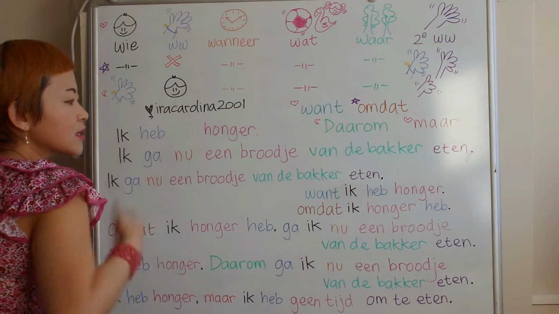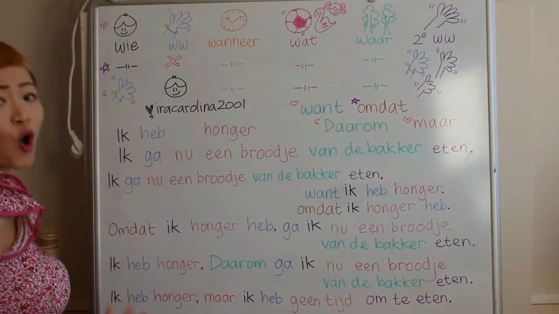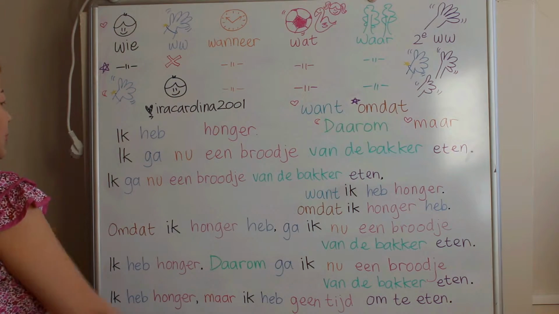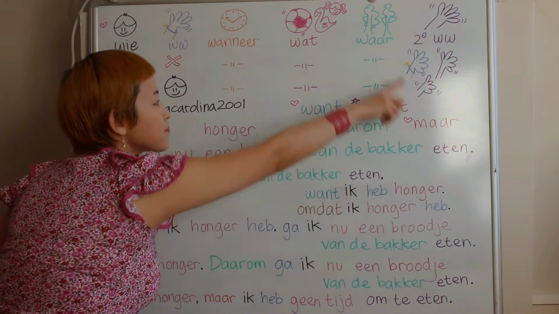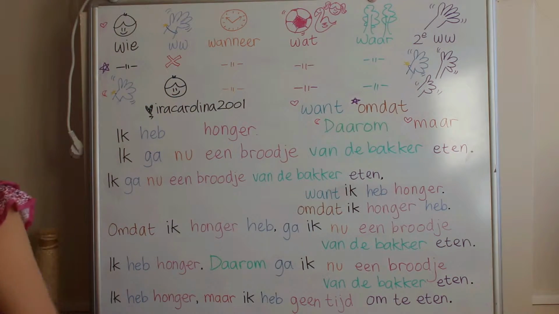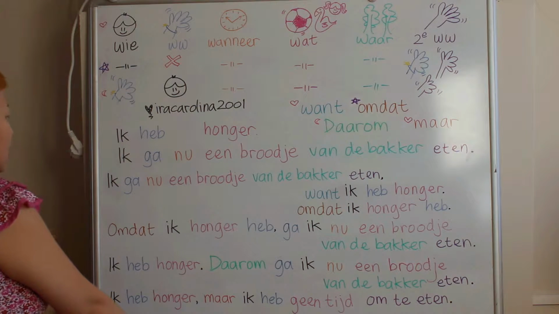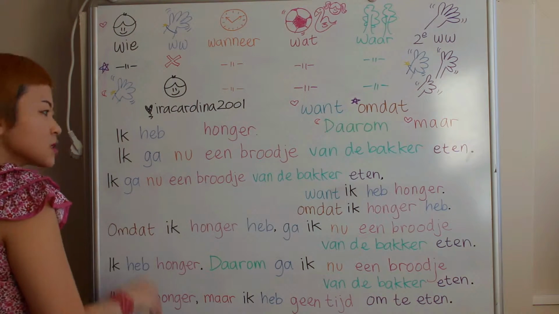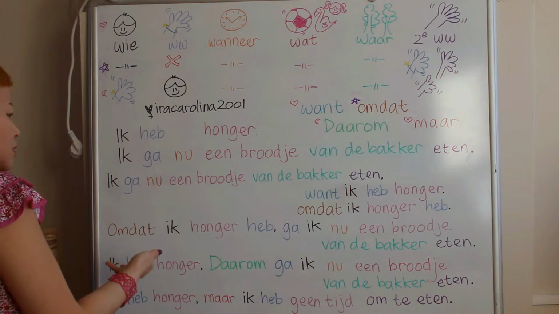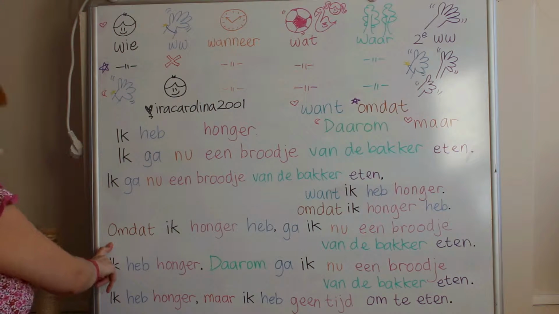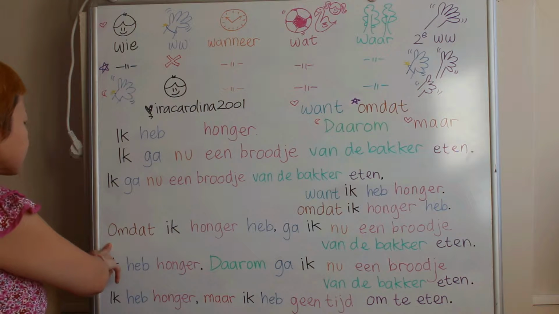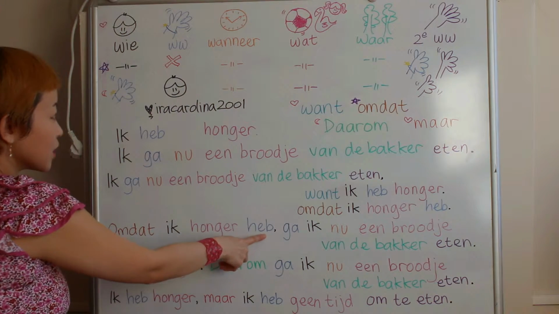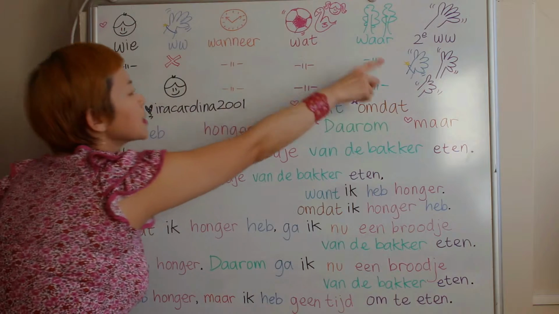So it's not "omdat ik heb honger", but "omdat ik honger heb". Because I'm hungry. Omdat ik honger heb. Yeah? The verb goes at the back of the sentence. Sometimes the omdat can be placed at the start of a sentence. With this one, of course, we have to use a capital letter. Omdat ik honger heb, same, yeah, the verb at the end of the sentence.